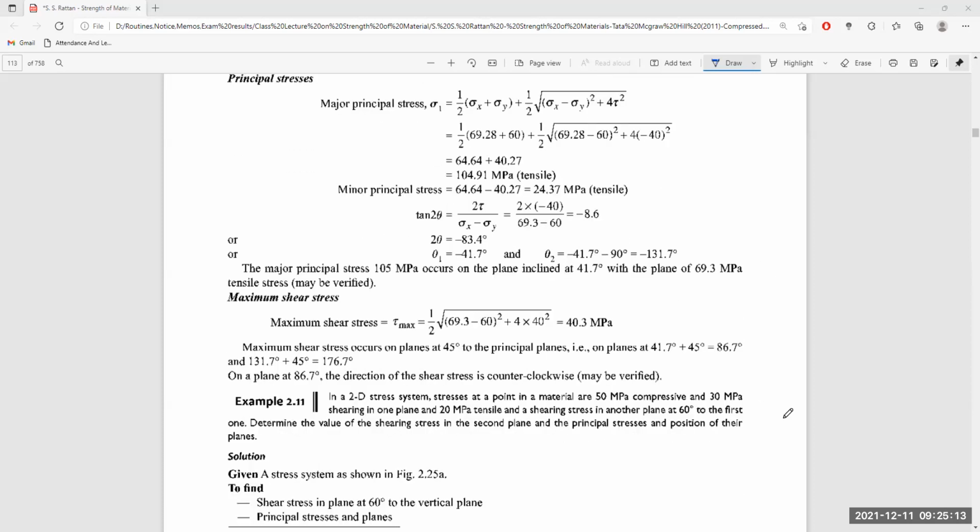The maximum shear stress, tau max, is half the square root of sigma x minus sigma y squared plus 4 tau squared, that is about 64.6 MPa. The maximum shear stress occurs on planes at 45 degrees to the principal planes, that is at 41.7 plus 45, which is 86.7, and 131.7 plus 45, which is 176.7 degrees.